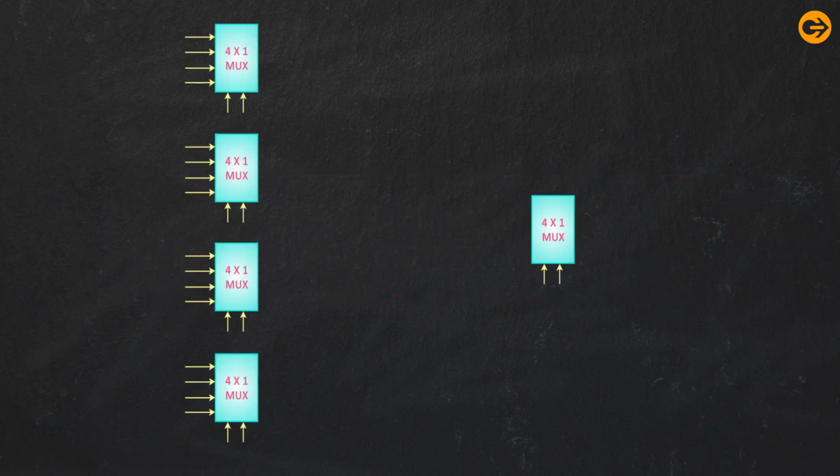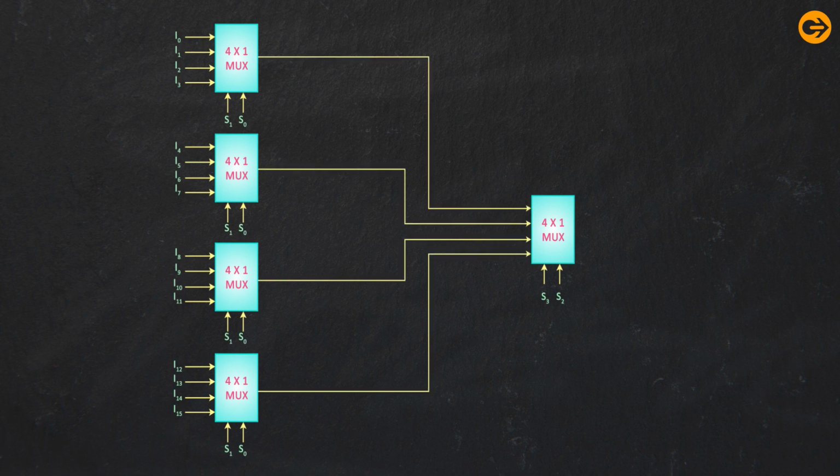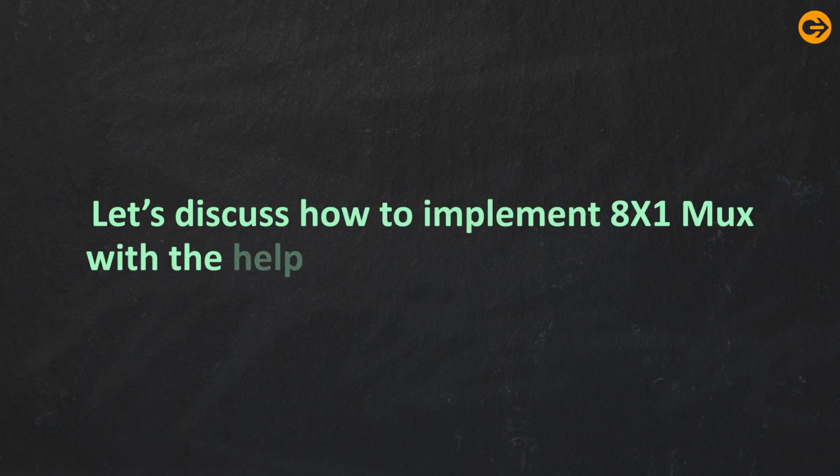Up to this we know about multiplexer, but today we will discuss how to implement any higher order multiplexer such as 16 to 1 by using lower order multiplexers such as 4 to 1 multiplexer. Let's discuss how to implement 8 to 1 mux with the help of 4 to 1 and 2 to 1 multiplexer.